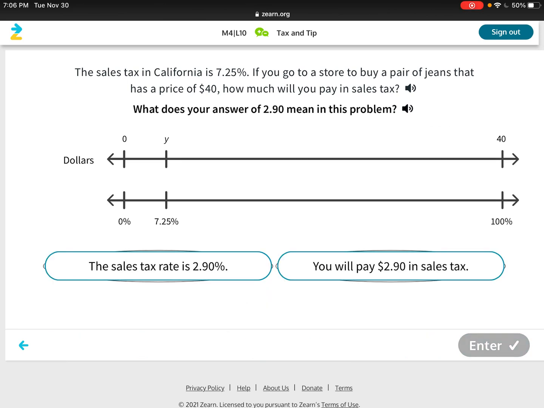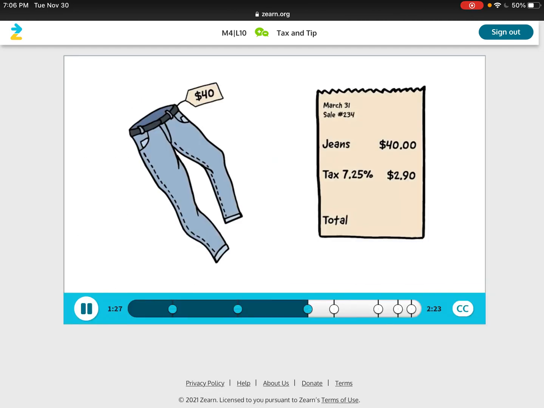Okay, now there's a couple ways to look at this. I understand that I just figured out how much tax I'm going to have to pay. But looking at this number line, we solved for y, which is up here on the top. Also, if it told us that the percent was 7.25%, we are obviously not going to be solving for that sales tax percent, because we already know that. We're solving for how much we are going to have to pay in sales tax.